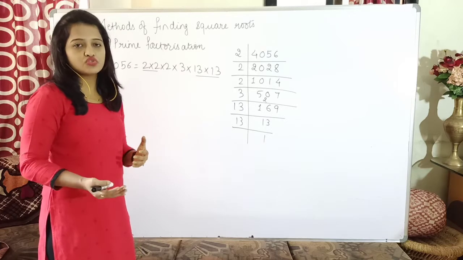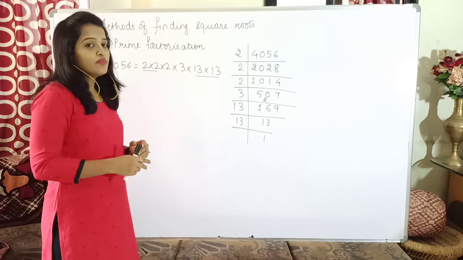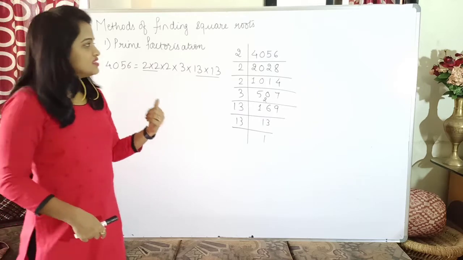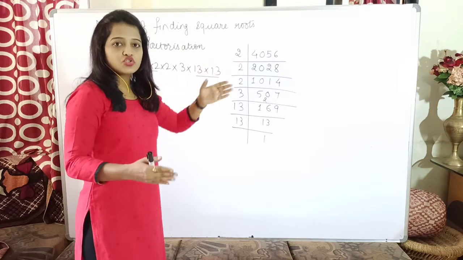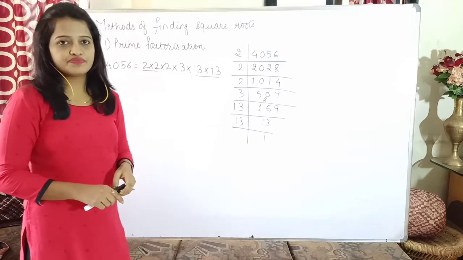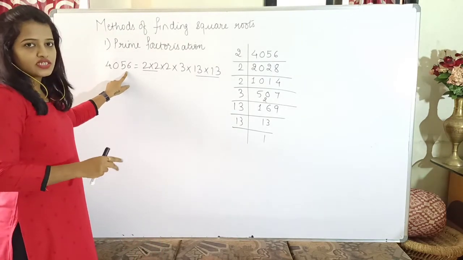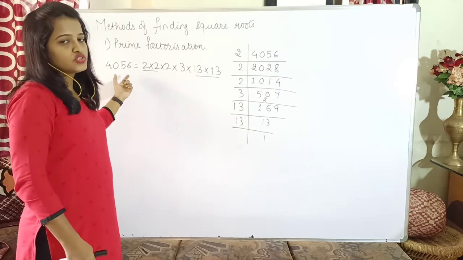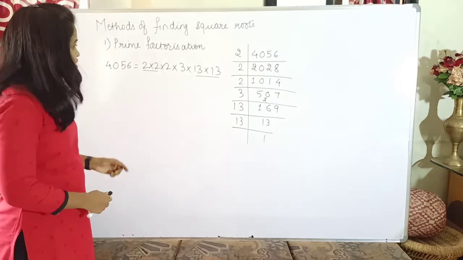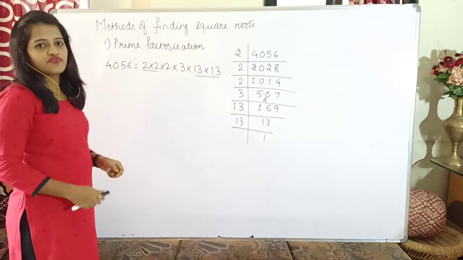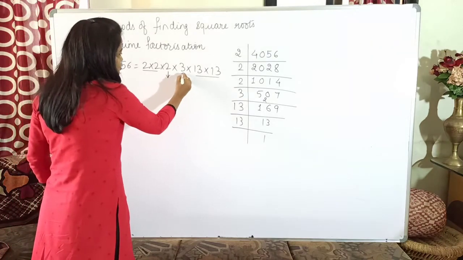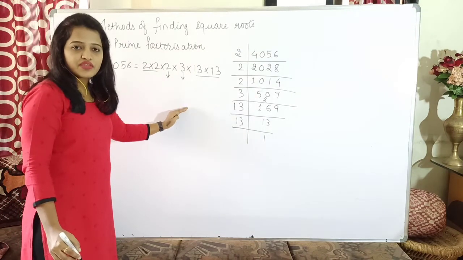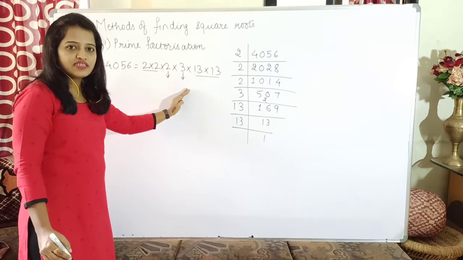So in this way we can also check whether a number is a perfect square or not. But maybe a question is asked further: by what number should the given number be multiplied so that it becomes a perfect square? I have to make 4056 a perfect square. So by what number should I multiply 4056 so that it becomes a perfect square? Whichever factors do not have their pair, I have to add them so that they will be in pairs, and hence the given number will become a perfect square.